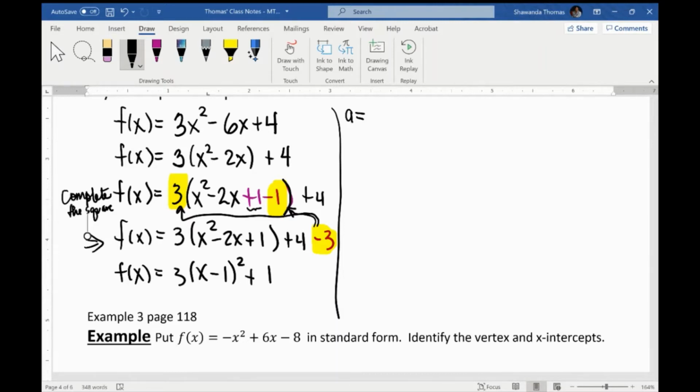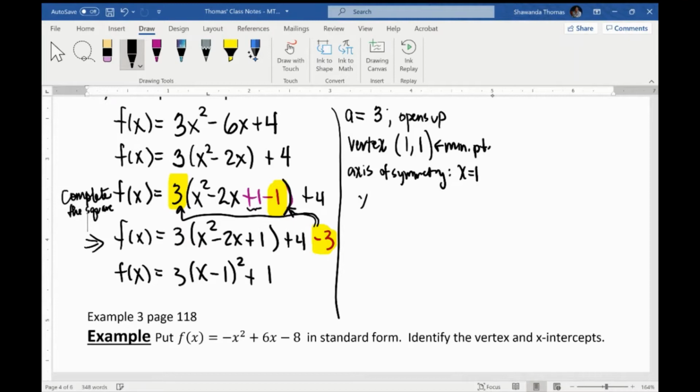A equals 3. Somebody already said that. Parabola opens up or down? Up. All right. Opens up. Vertex is 1, 1. Great. Is that a minimum point or a maximum point? Minimum point. Line of symmetry or axis of symmetry, however you want to say it. X equals 1. Nice.